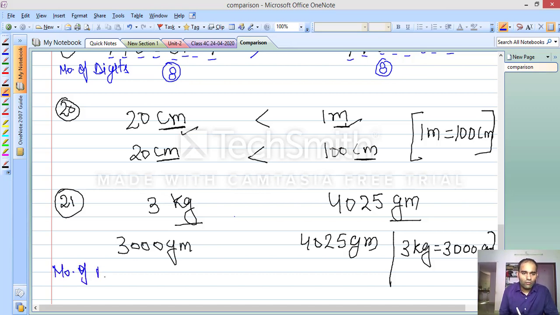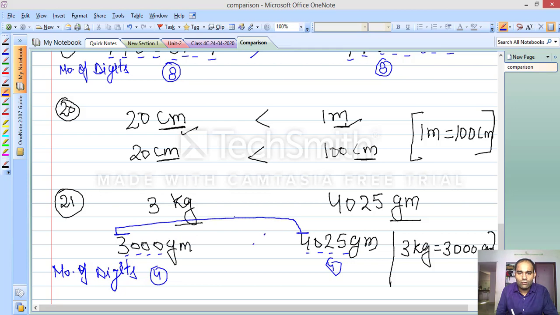Number of digits. Count the number of digits: 1, 2, 3, 4. Here are 4. Count the number of digits: 1, 2, 3, 4. 4. Same number of digits. So what is the next step? We have to compare the digits. Here is 3. Here is 4. Which one is greater? 4 is greater. So this number will be greater. Okay, good.